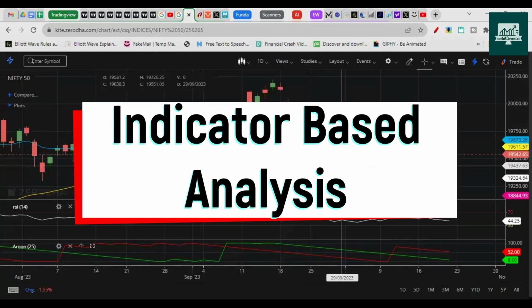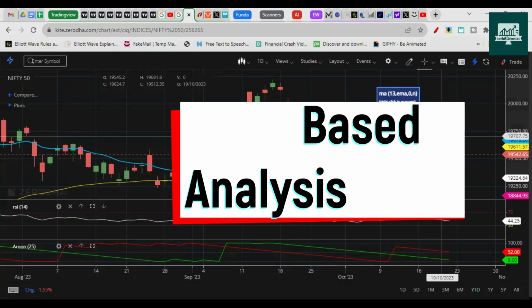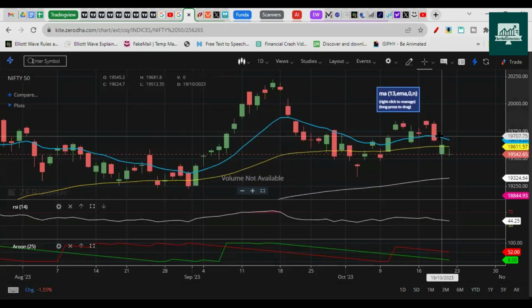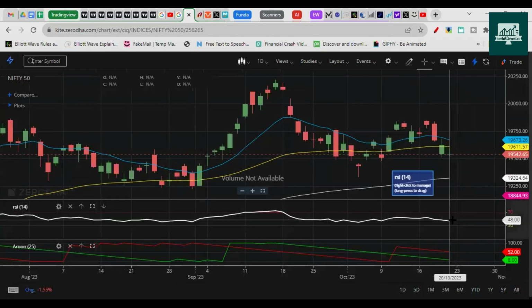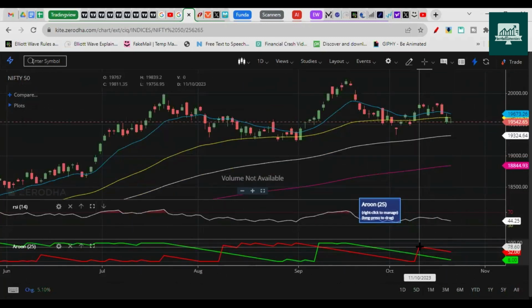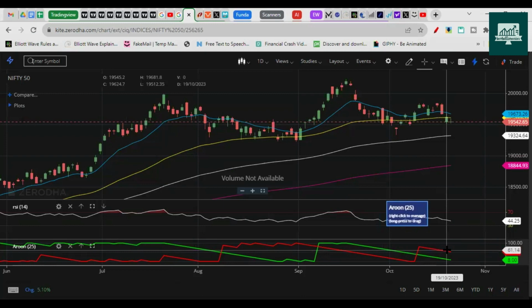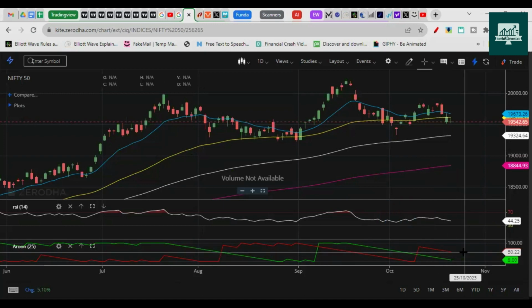Here we can see that the price is now trading below the short-term moving averages, the 13 EMA and 48 EMA, right? So this is a bearish signal. Along with that, the Aroon indicator is still in the bearish zone. It is going sideways now, at least, right?